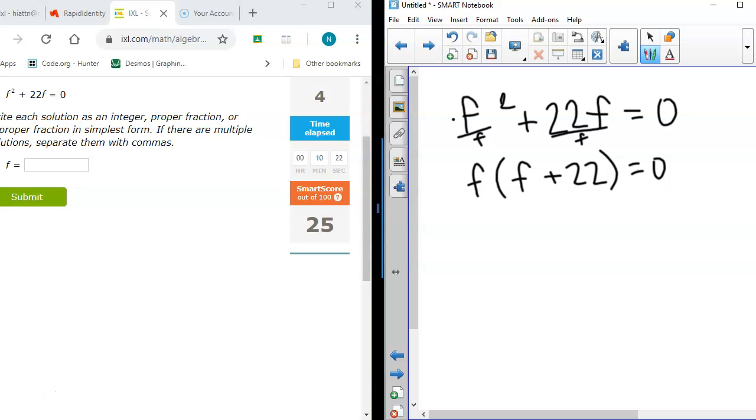So now I will take this f right here and I'll set it equal to 0, and then I'll have f plus 22, and I'll set that equal to 0.